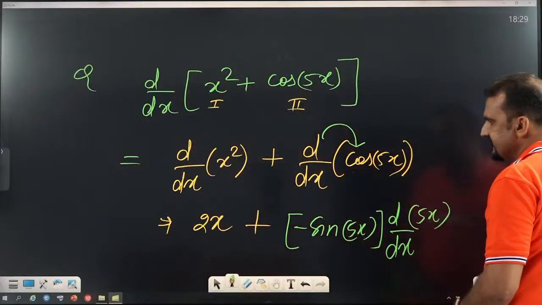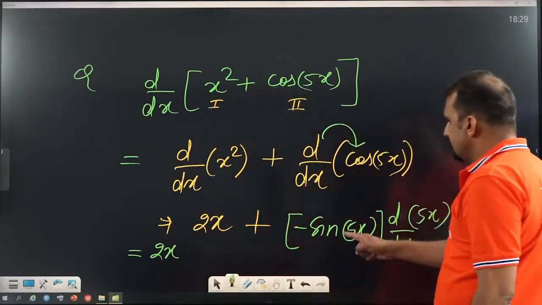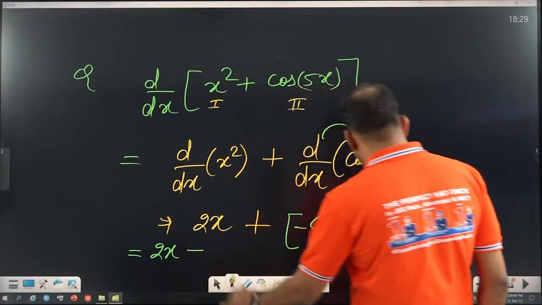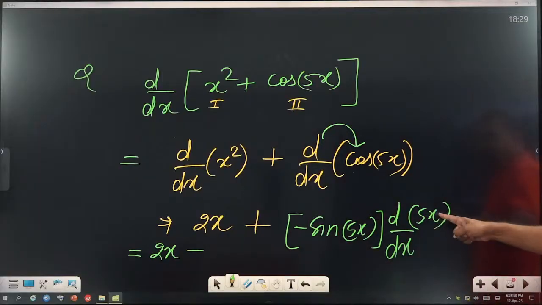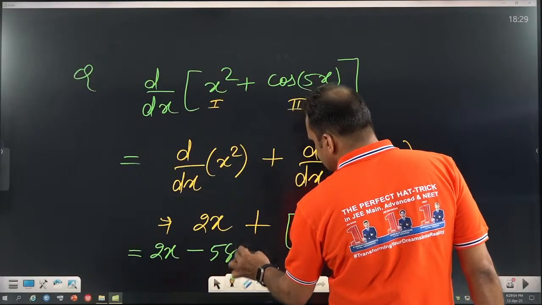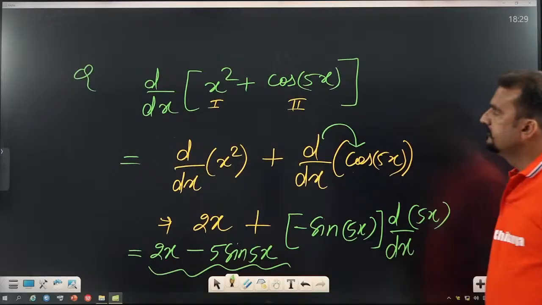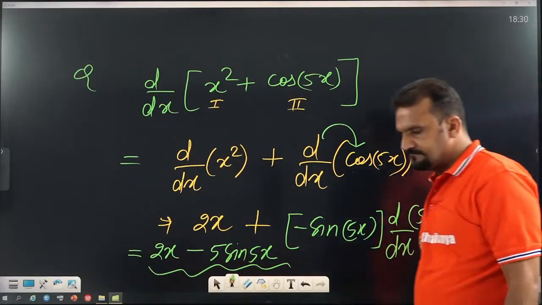Then what is the final answer? The final answer will be 2x, and due to cos this is going to be minus. This 5x differentiation is 5. So this is going to be minus 5 sine 5x. This is the differentiation of the above given function.